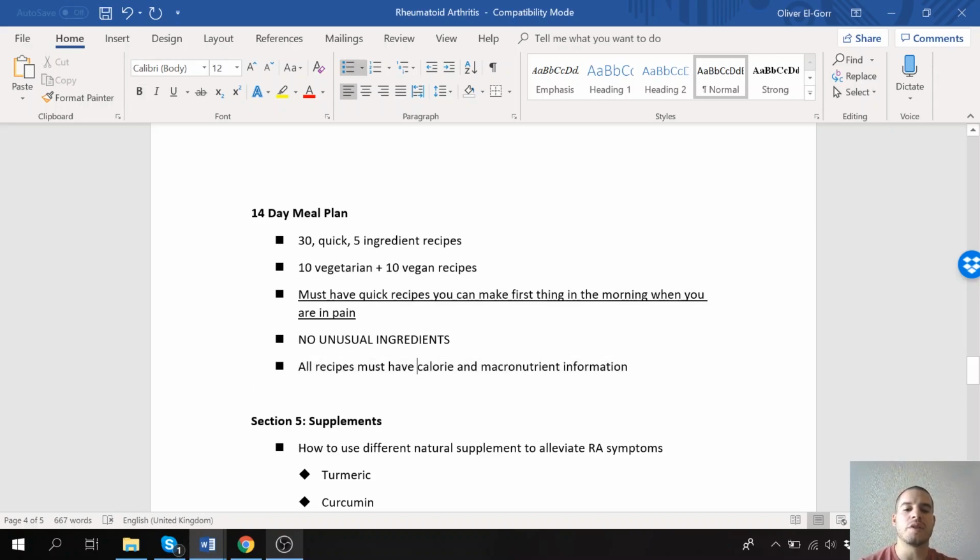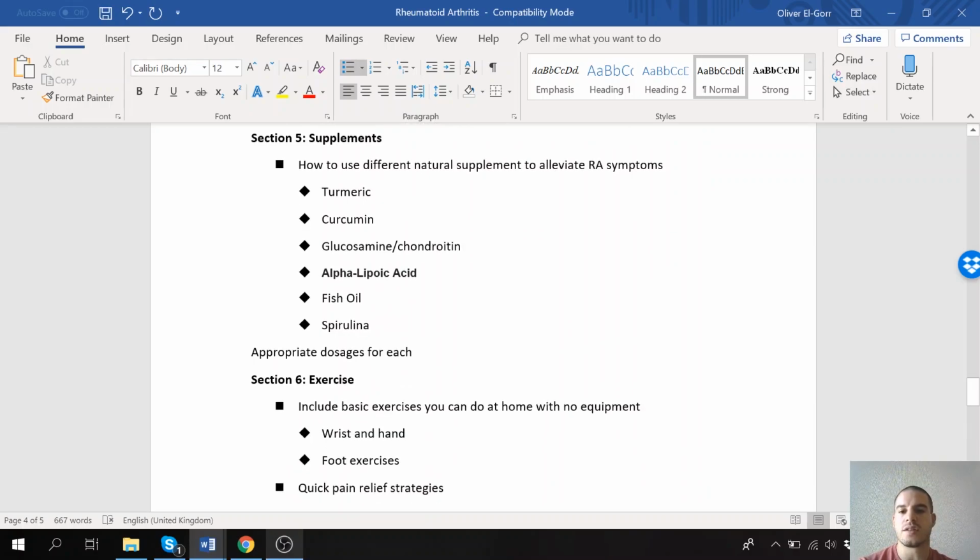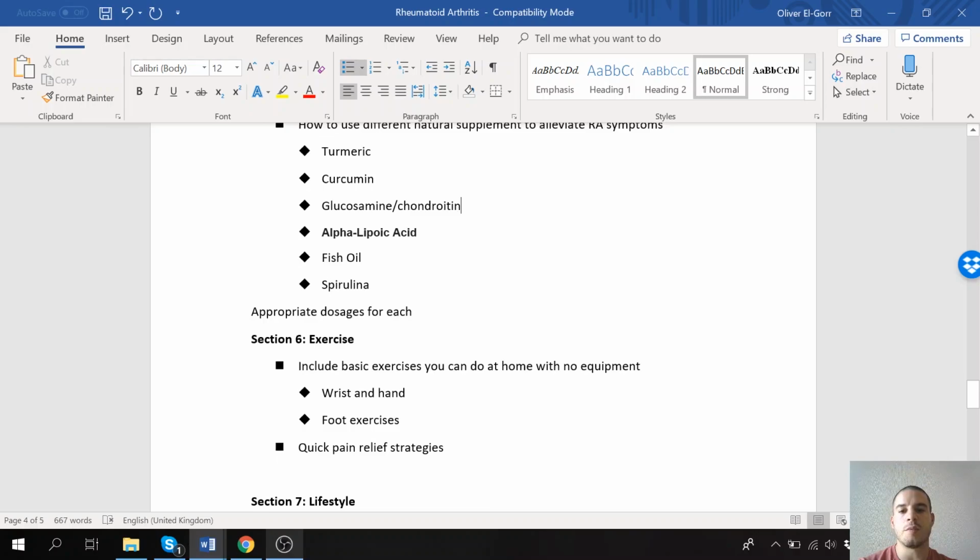These are two massive reasons why diet books get 1-star reviews, because the ingredients are too hard to find or the calorie information isn't there or is wrong. Next section, anti-inflammatory supplements, how to use different natural supplements to alleviate your RA symptoms. Thought this would be useful for the book. These are just some supplements I found, so I wanted definitions for each of them, plus the appropriate dosages for each, because what use is it knowing what supplements to take if you don't know how much to take of them?